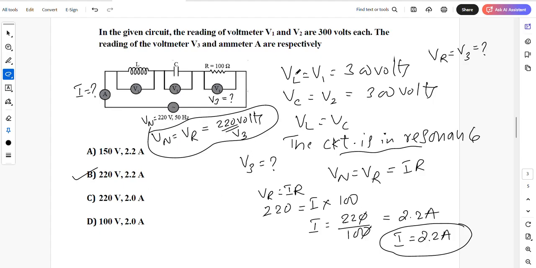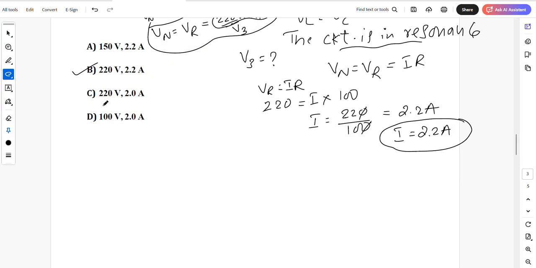This is very easy. Here VL was given, VC was given, VR, that is V3, was not given. Just now after calculation we got the voltage across the resistor, V3, is equal to 220 volts. And the value of the current is I equal to 2.2 amperes. Hope you have understood this. Very easy sum. Let us proceed to the next problem.